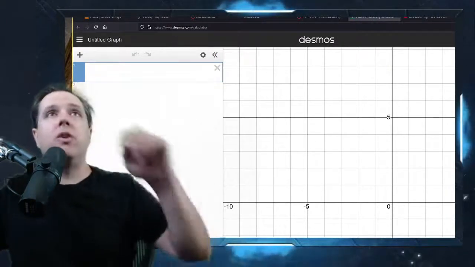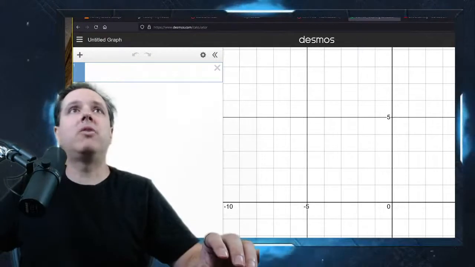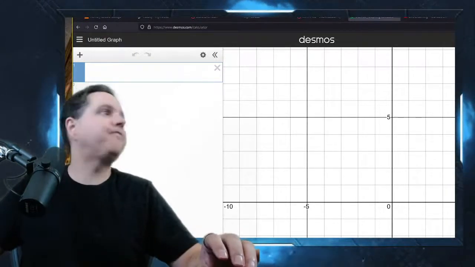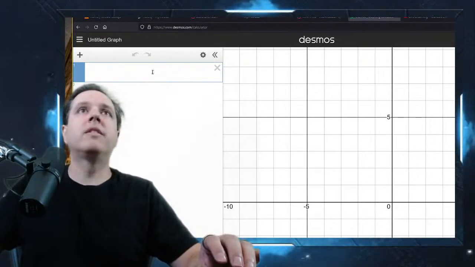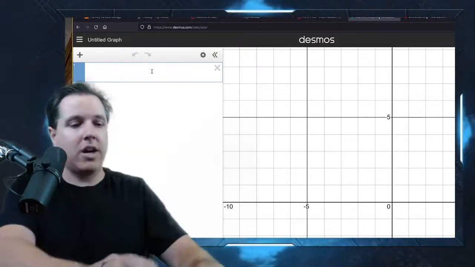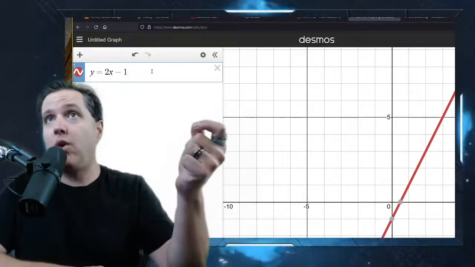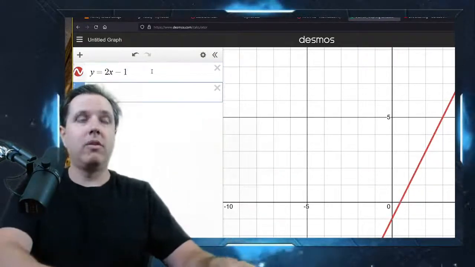So, a quick review of our last discussion, which was about systems of equations. We talked about systems of equations graphically, and a system of equations just means you have more than one line, right?